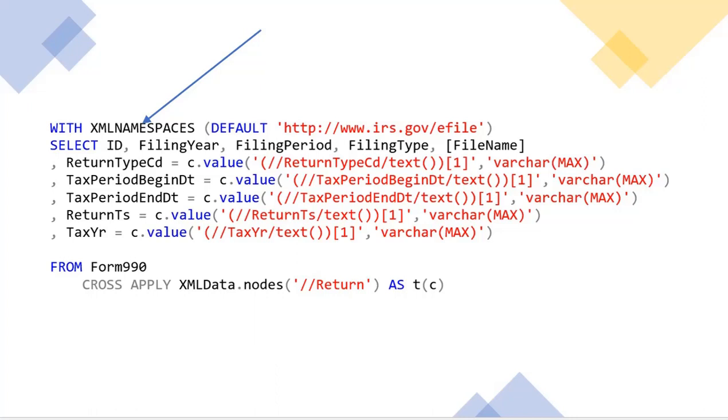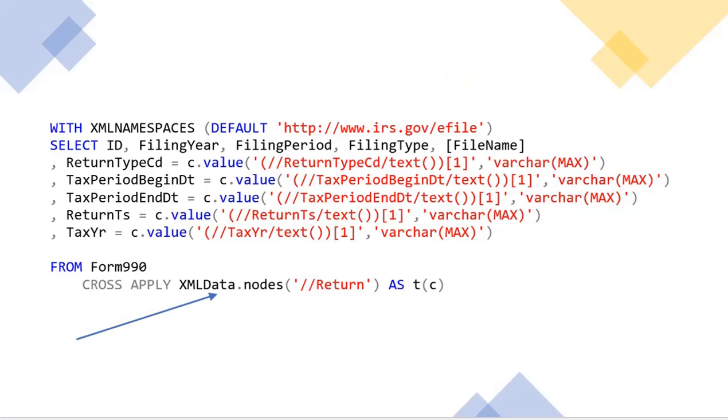In SQL Server, here at the top of the code is the WITH XMLNAMESPACES, which makes the namespace prefix to URI mapping available. So in this case, the namespace is defined as www.irs.gov e-file. Yes. What about the XML data.nodes part?